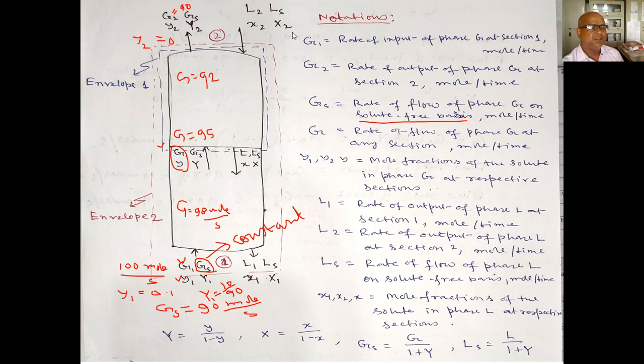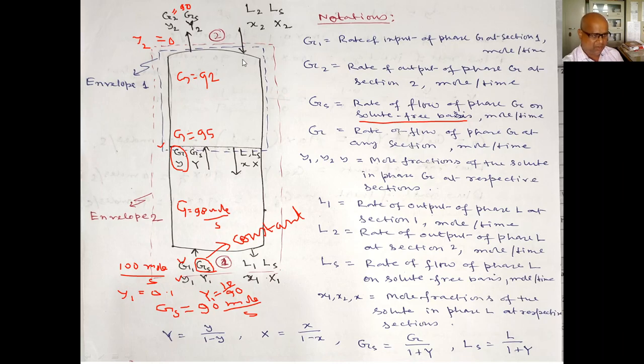Similarly, LS is the inert flow rate. LS, rate of flow of phase L on solute free basis. Solute free basis means inert flow rate, which will not change. Let's take if I put 100 moles per second water, pure water, that means x2 equal to 0, LS will be 100. In this case, LS equal to 100, L2 also will be 100.